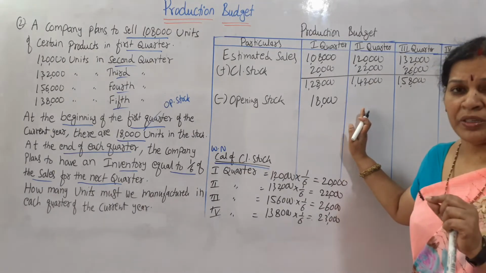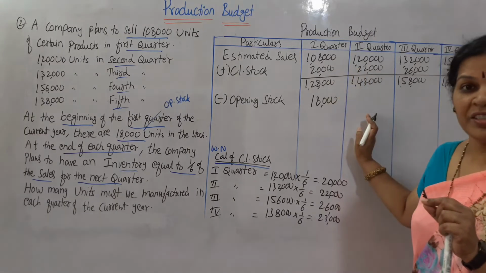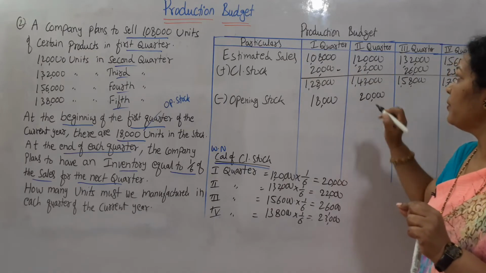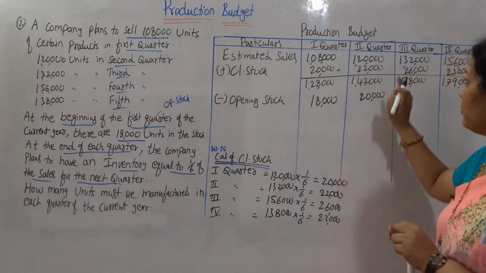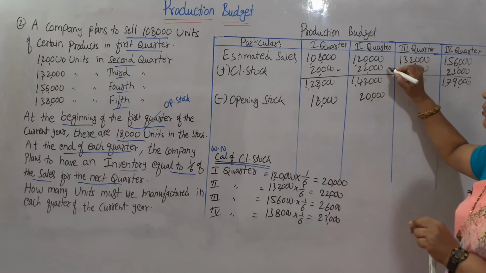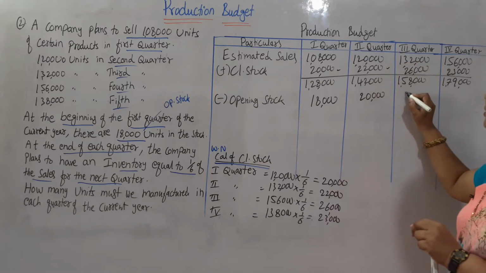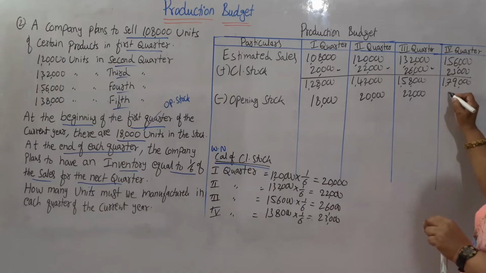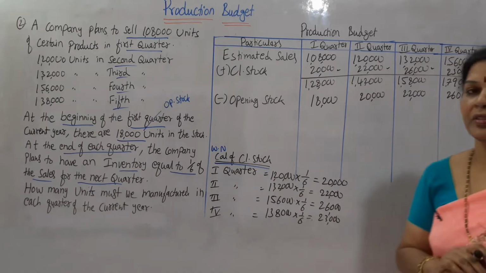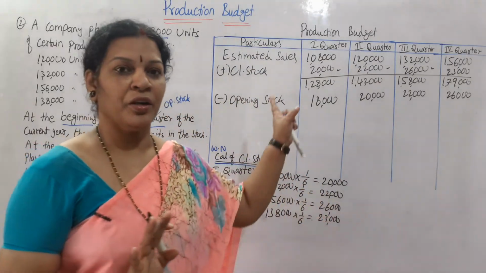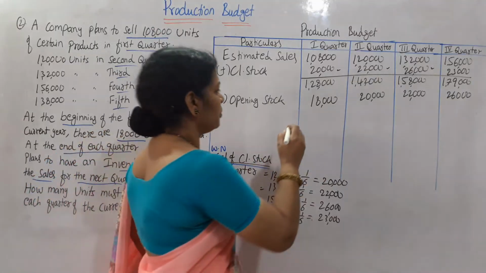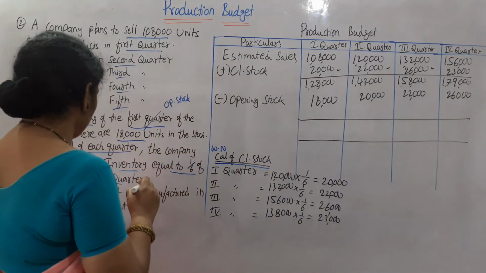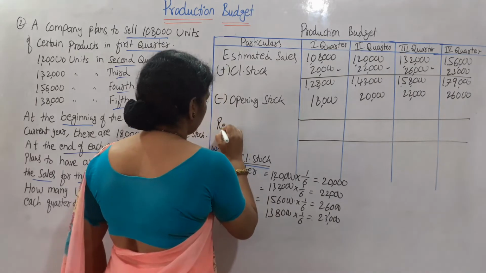To know the second quarter opening stock: last quarter's closing stock is this quarter's opening stock, no? So we are taking this one as the opening stock of the next quarter. In the same way, second quarter closing stock is third quarter opening stock, and third quarter closing stock is the opening stock of the fourth quarter. That's all. Are you getting it? So if we do the calculation, we'll come to know the production. What they are asking: how many units must be manufactured? Required production, you can say.